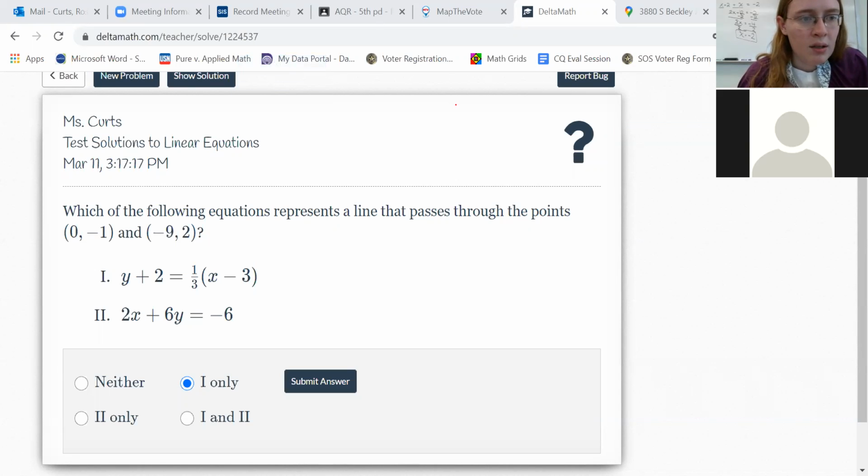You know that the first number in a coordinate pair is x, and the second number is y. I hope you know that.